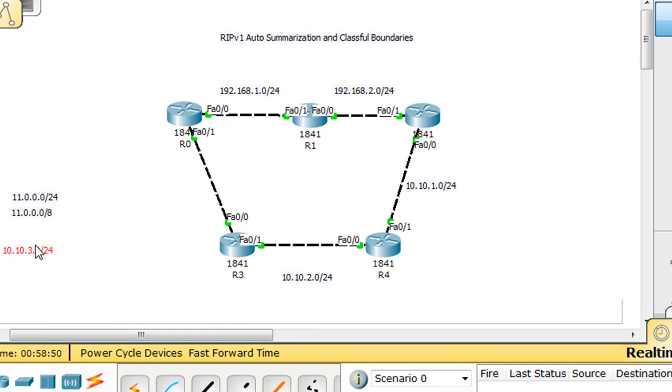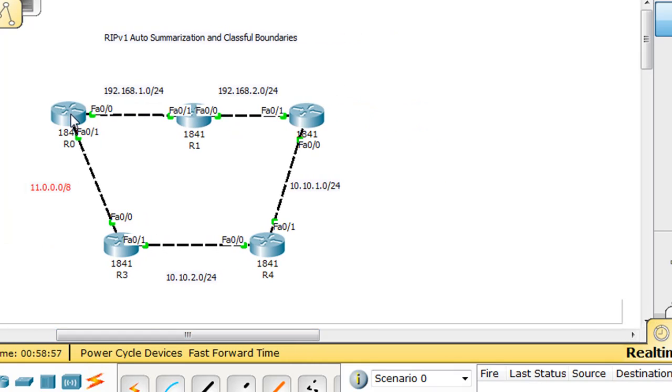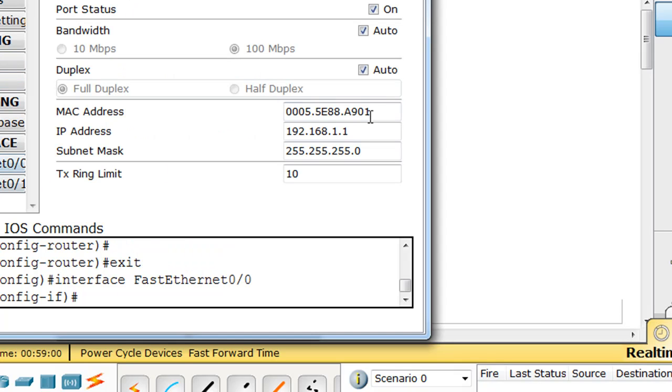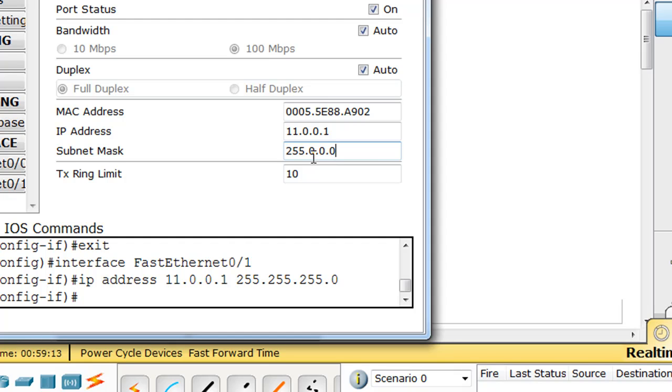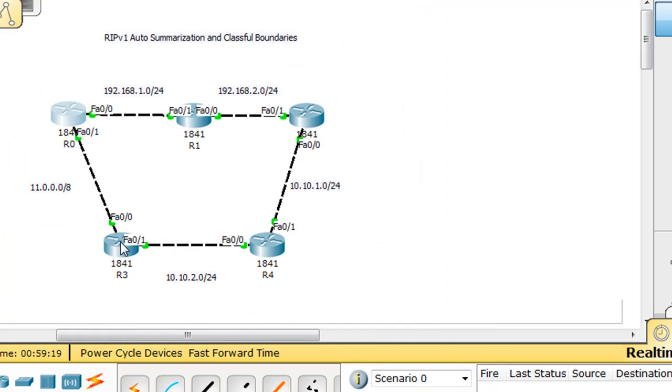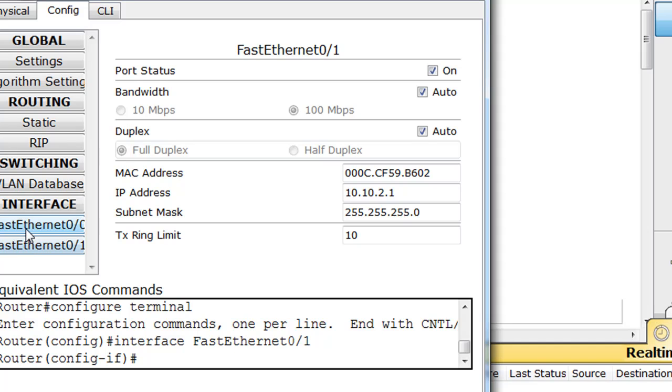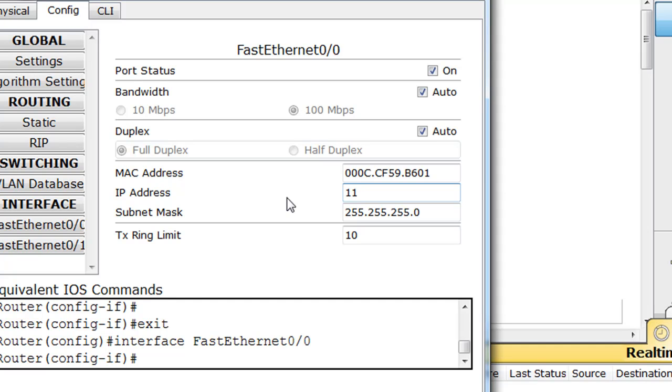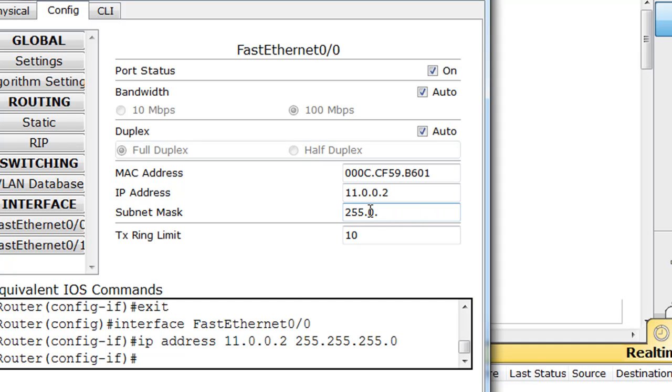and what I'm going to do is I'll switch this out and I'll change it to an 11 network here, right? And so what I'm going to do is I will change the interface really quickly to 11.0.0.1, correct subnet mask of /8, or classful subnet mask rather, /8, okay? And I'll do the same thing on the interface over here. 10.3, that's what it was, and I'll change it to 11.0.0.2, and I'll make a classful subnet mask, right? Turn it off and on.